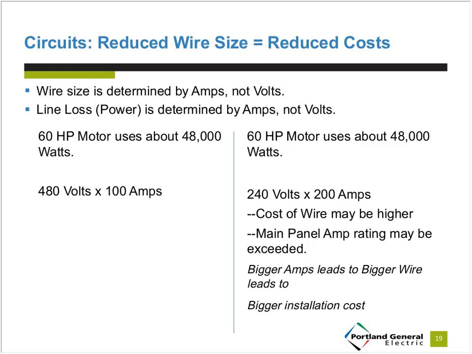The main panel where the circuit comes out of has a limit, an amp rating. If you add 200 amps to that panel, you might exceed it or have a better chance of exceeding the panel and have to replace the whole panel than if you were only adding 100 amps. The bigger the amps leads to bigger wire, which leads to bigger installation costs, is the message. So wire size and the distance from the panel to the equipment is another area where you need to be attentive to make sure you're not locking in higher costs over time.